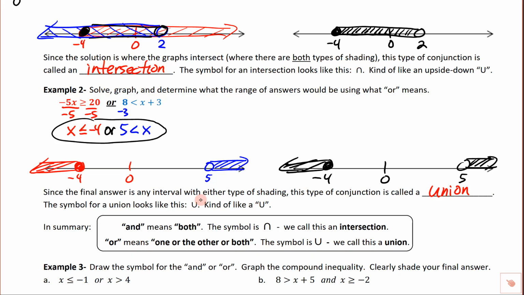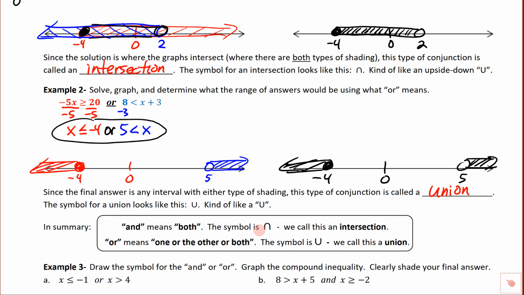So in summary, here's what we've got. And means both. The symbol for that is an intersection, so it's this upside down kind of U shape. And or means one or the other or both. And the symbol for a union is this right here. It looks like a U. U for union, and then flip that over, that's an intersection. They're kind of opposites of each other if you want to think of it that way.